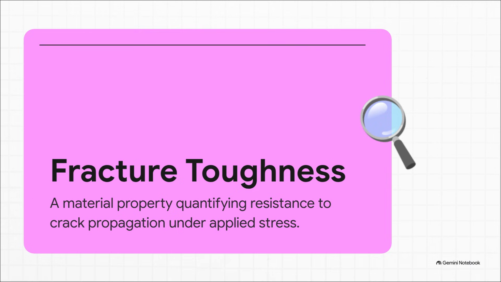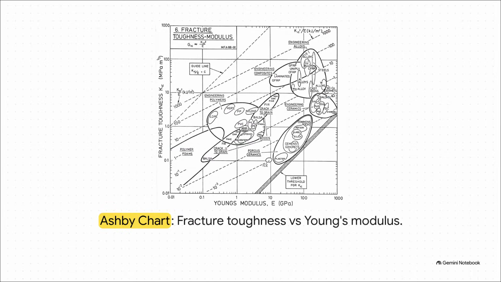Think of it as the ultimate balancing act. It balances the stress you're applying to a structure against the size of the microscopic flaws hiding inside it. If your applied stress and crack length combine to exceed the material's fracture toughness, well, the crack runs away, and the part fails. This Ashby chart brilliantly illustrates where different materials fall on the spectrum of fracture resistance.